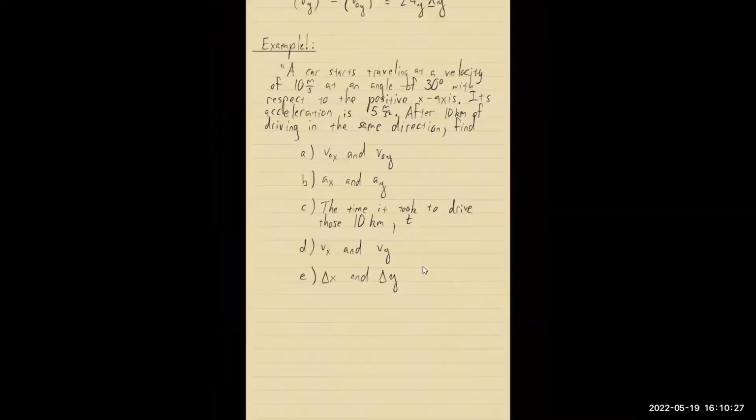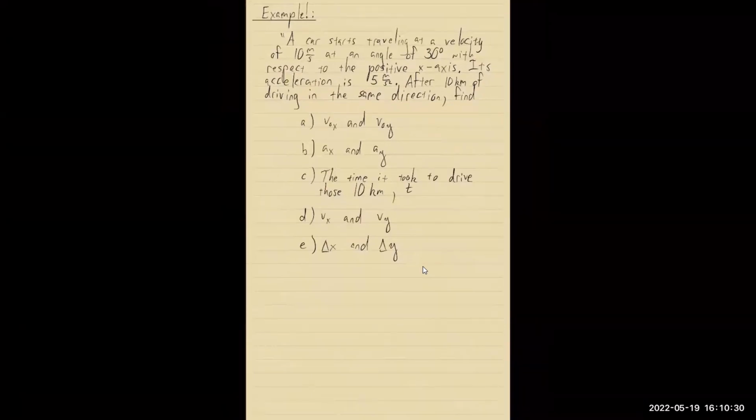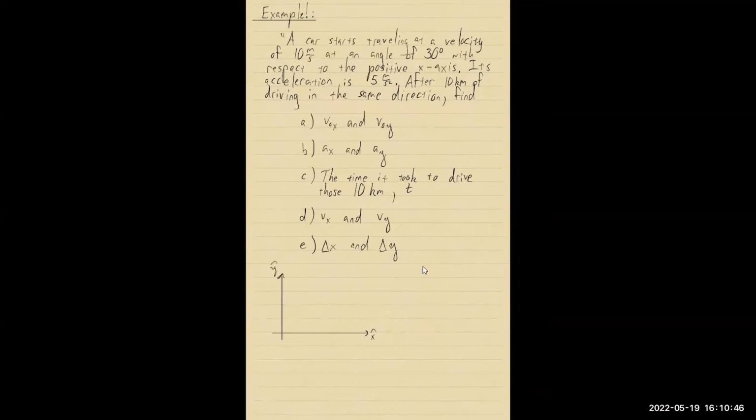So to begin with, let's start by solving for a and b almost simultaneously. So for a, we can draw a coordinate system like this, right, where this is the x direction, vertical is the y direction, and we have this vector v, which points like this. And this initial vector v has a magnitude of 10 meters per second, and it's at an angle of 30 degrees with respect to the x-axis.